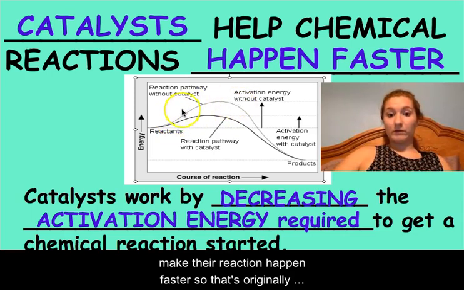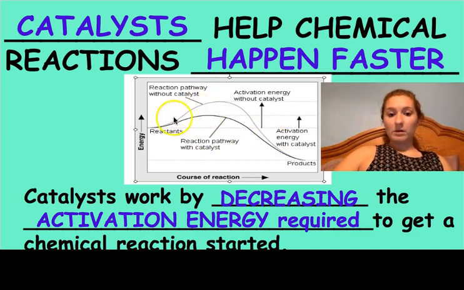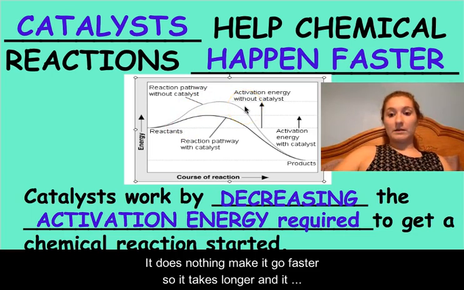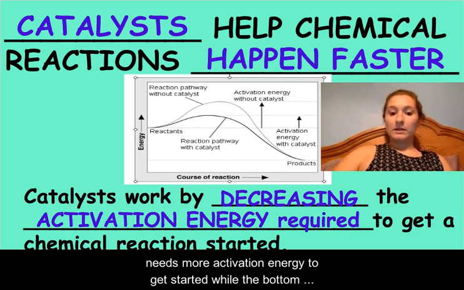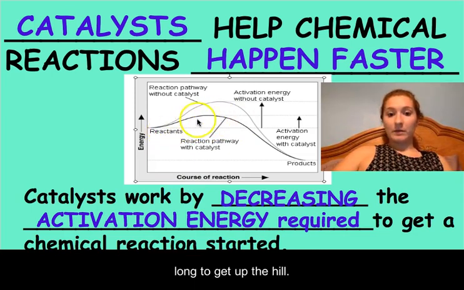So that's it originally without a catalyst. It's showing that it takes longer for the reaction to happen. So it takes longer for it to get to the top of the hill. It does nothing making it go faster. So it takes longer and it needs more activation energy to get started. While the bottom one is with a catalyst, you can see that it doesn't take as long to get up the hill, and it actually is shorter because of that.